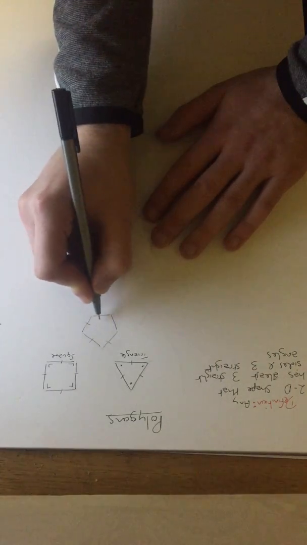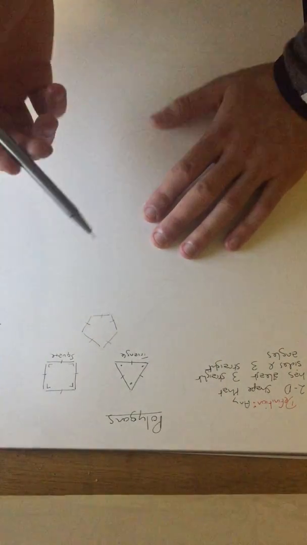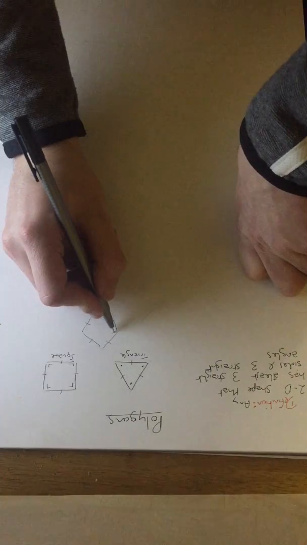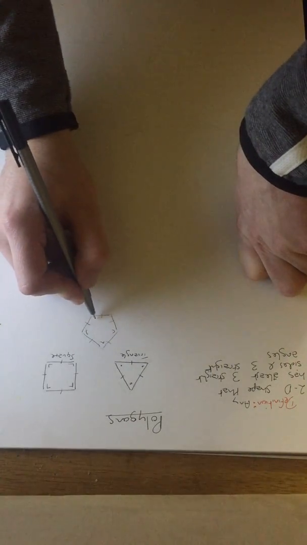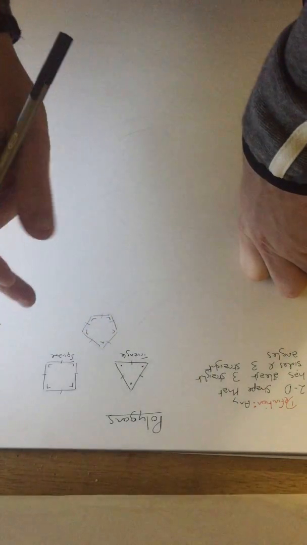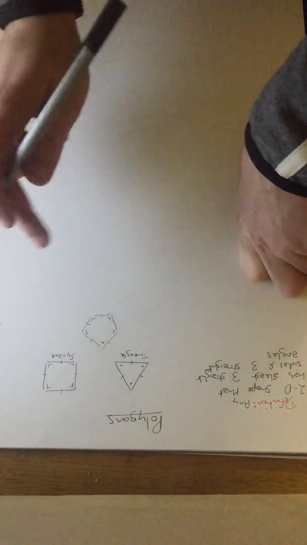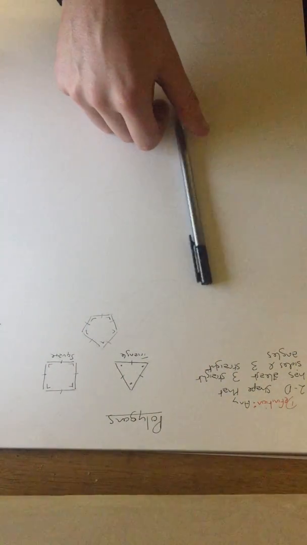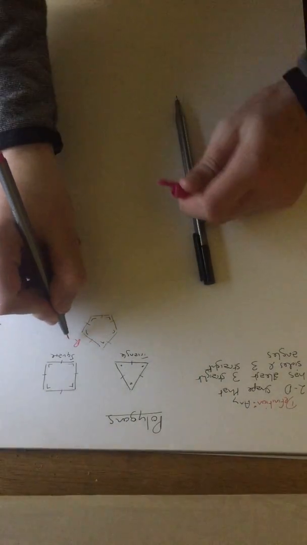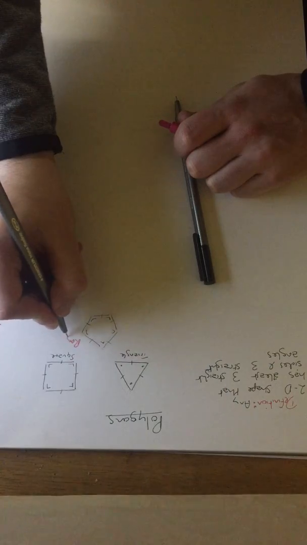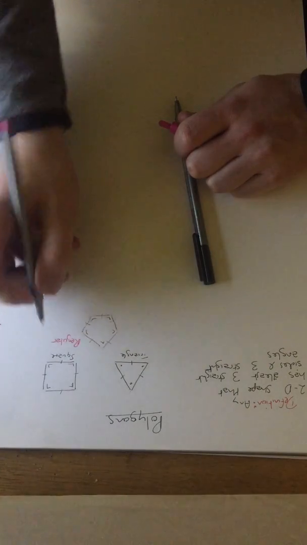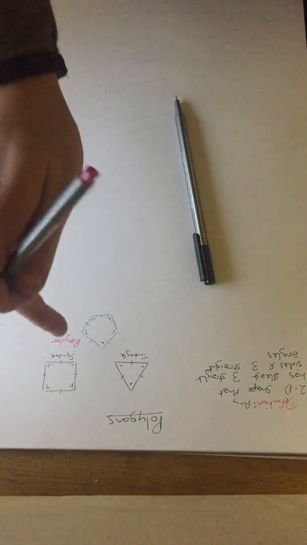You could really do this with any shape. You can move up to hexagon, octagon, and they'll all fit the bill as well. All the angles are equal, all the sides are equal. That's what makes these polygons regular. So we'll put that in as well, we'll make a note. These are all regular. That's what makes them regular.